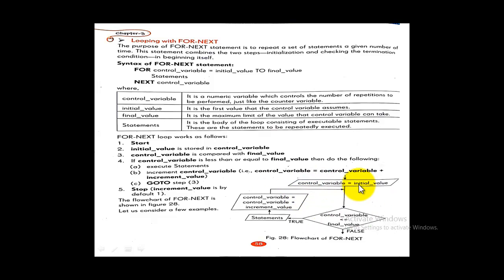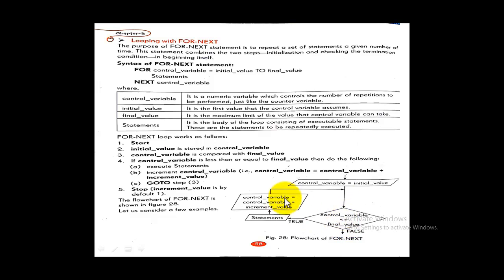Now control variable equal to initial. The control variable takes the initial value. Then the condition is checked: control variable less than or equal to the final value. If it is true, the statement is executed. Then control variable equals control variable plus increment value, that is x equal to x plus 1, the unit increment, and then the check is done again against the final value.